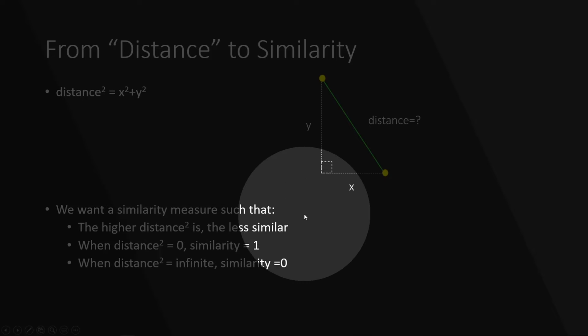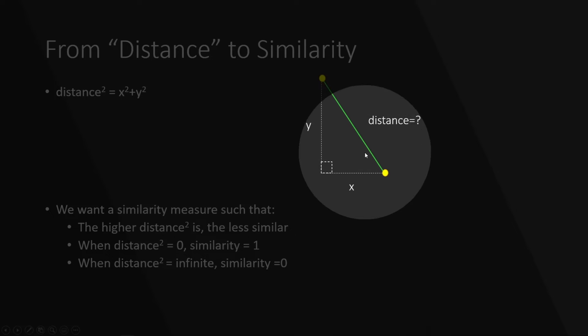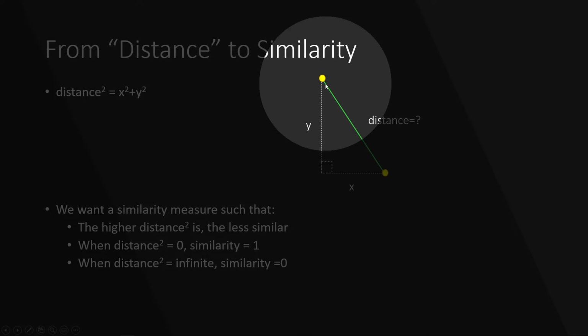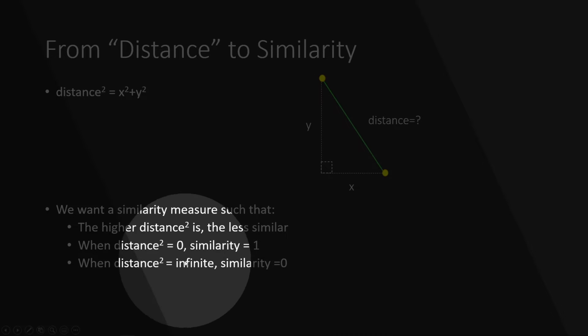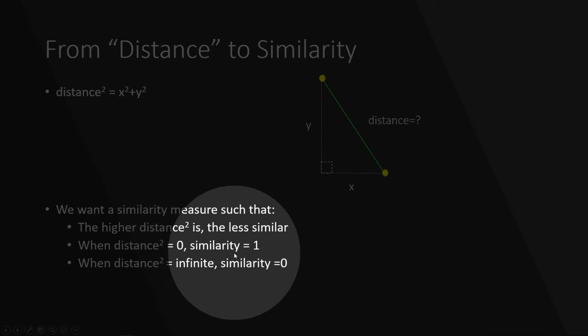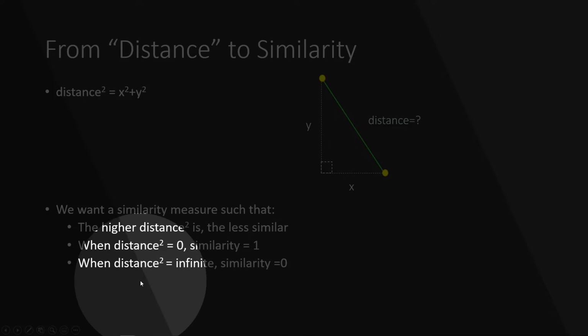And second, if distance is 0, that is, if the two dots are sitting on top of each other, they are in the same location, that means they are extremely similar, right? So when distance square is 0, when there's no distance, then similarity reaches its maximum value of 1. So they are entirely the same. That's when similarity is equal to 1.